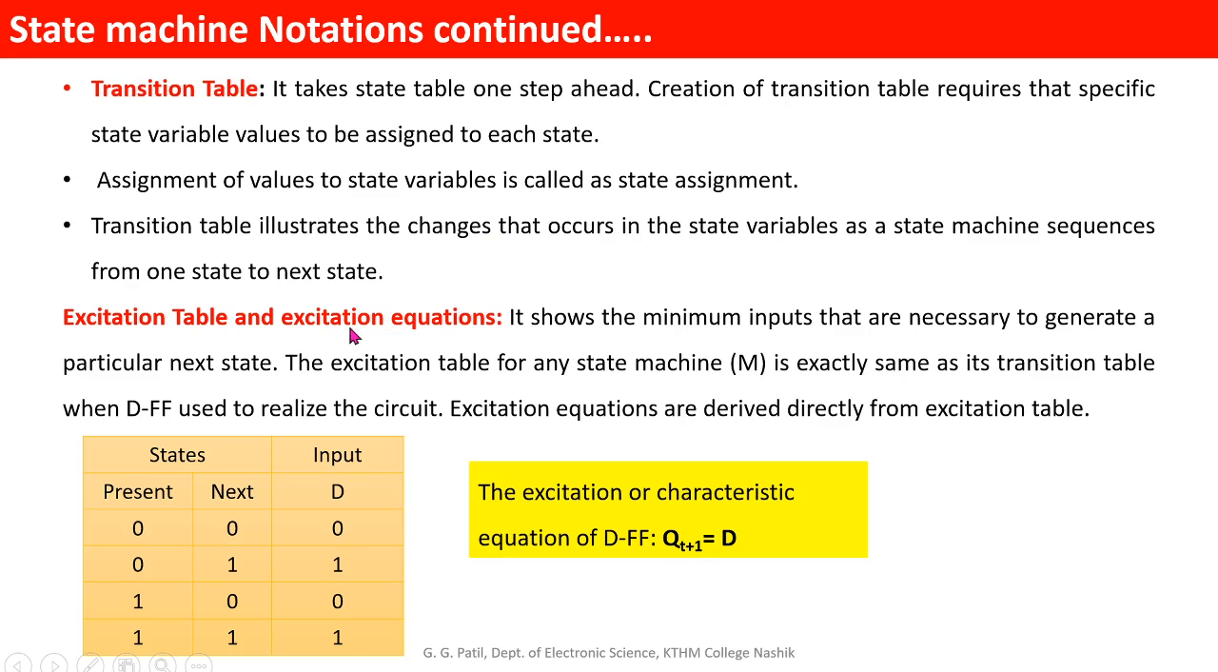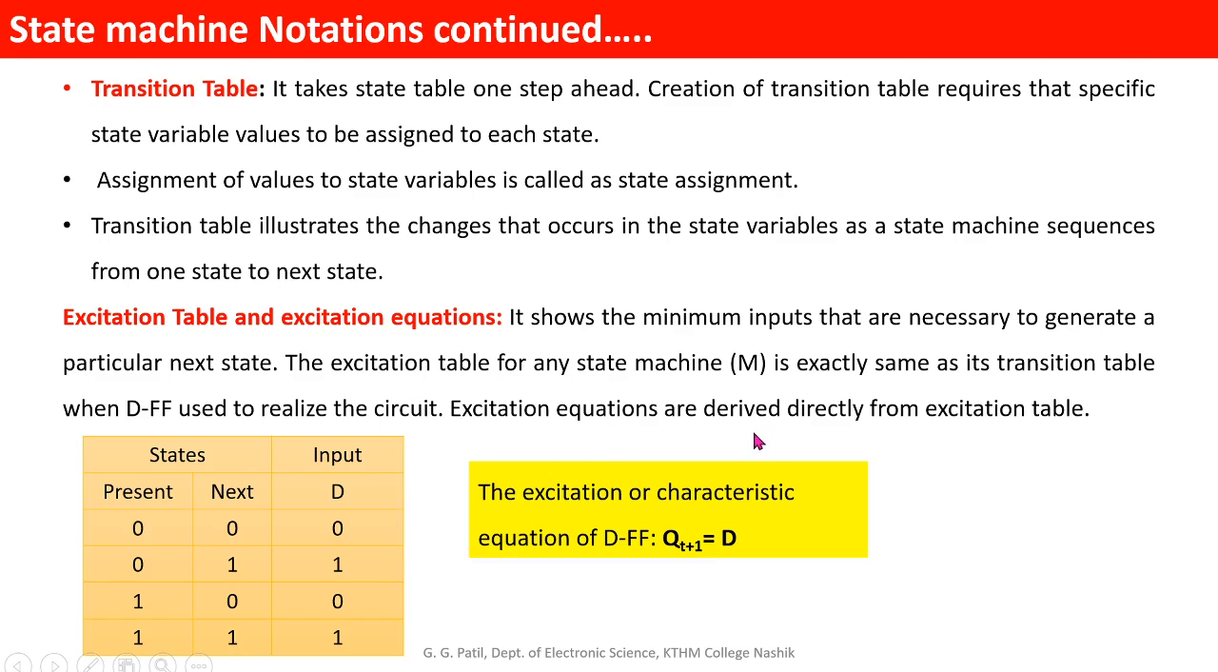The excitation table and excitation equations. What is the excitation table? It shows the minimum inputs that are necessary to generate the particular next state. The excitation table for any state machine M is exactly the same as its transition table if D flip-flop is used to realize the circuit. Here, particularly if D flip-flop is used to realize the circuit, then its excitation table and transition table are the same.